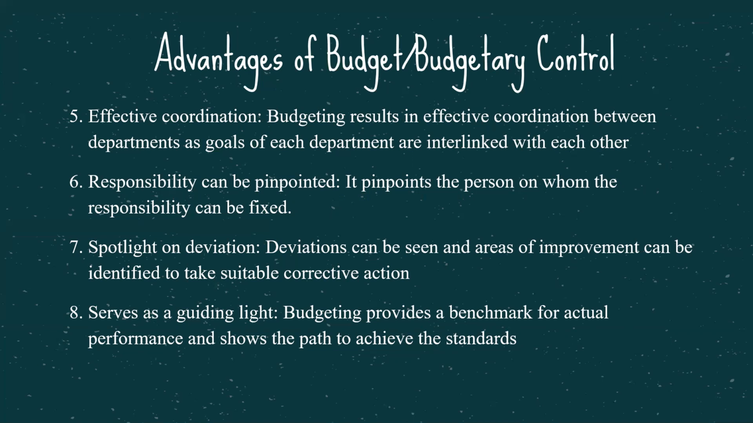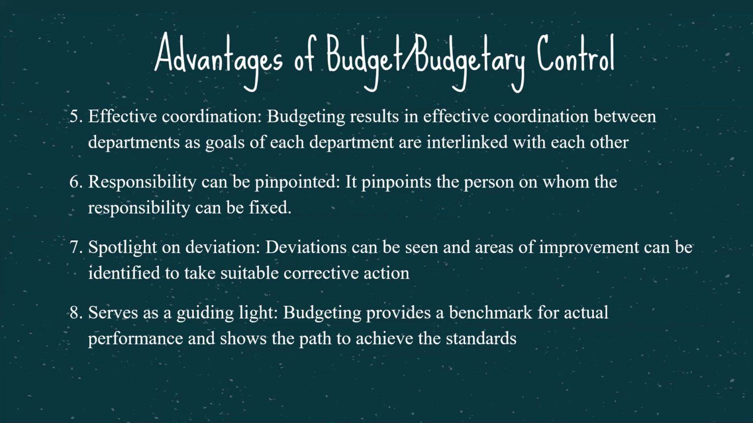Spotlight on deviation. As I said, it's a great control mechanism. So you're always checking the actual performance vis-a-vis the budgeted one. So you can spot the deviation very well. So deviations can be seen and areas of improvement can be identified before it's too late. Before your profits dwindle or before your budget goes completely haywire, you can spot minor deviations and quickly take action. Because you're looking at your budgeted roadmap and actual roadmap.